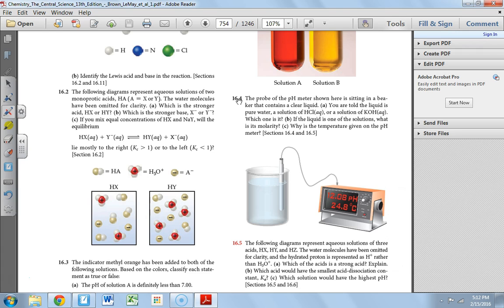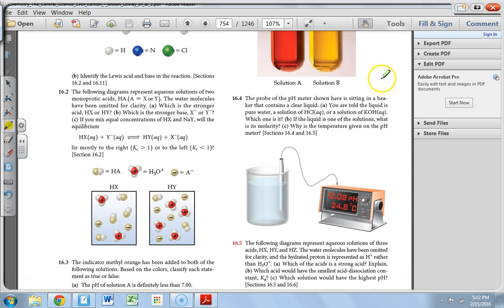Now, I'm sure that at some point I'm going to ask you to calculate a pH or a pOH or something like that. And so here we have a probe that's in this beaker, and we're told that the beaker is either HCl or KOH. Now, which one is it? Well, I would say that it's got to be KOH, because the pH here is 12.08.